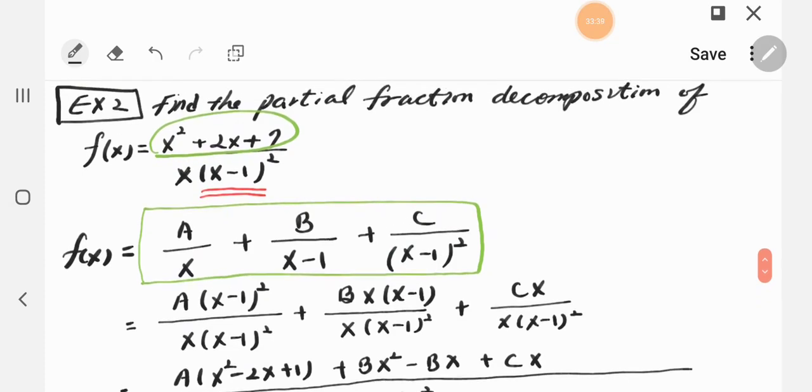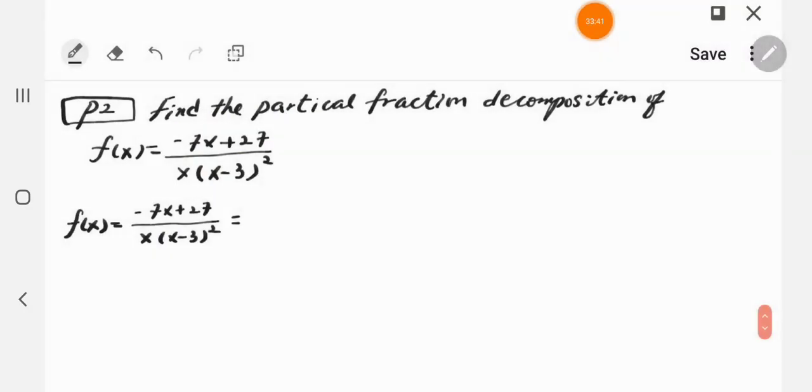Okay, let's try another example. Let's find the partial fraction decomposition of this function. The denominator is factored and x minus 3 is repeated. So we can separate each factor in the denominator. So it will be something over x plus something over x minus 3. And x minus 3 is repeated twice. We will write down one more x minus 3, which is squared. If this is cubed, then we will have another one, x minus 3 cubed. But this is squared, so we will write up to square.